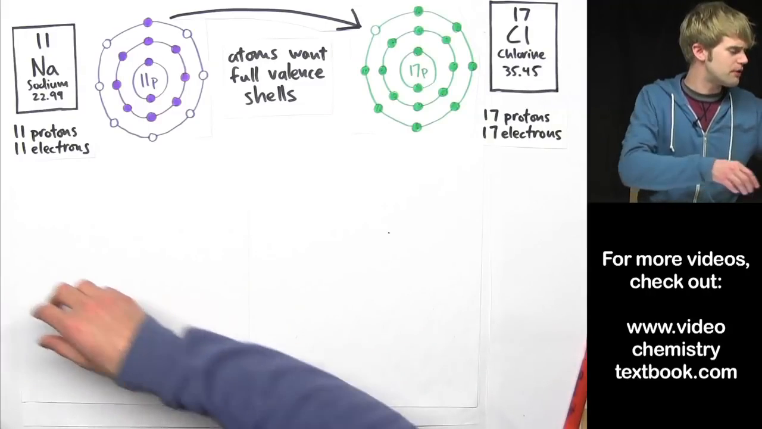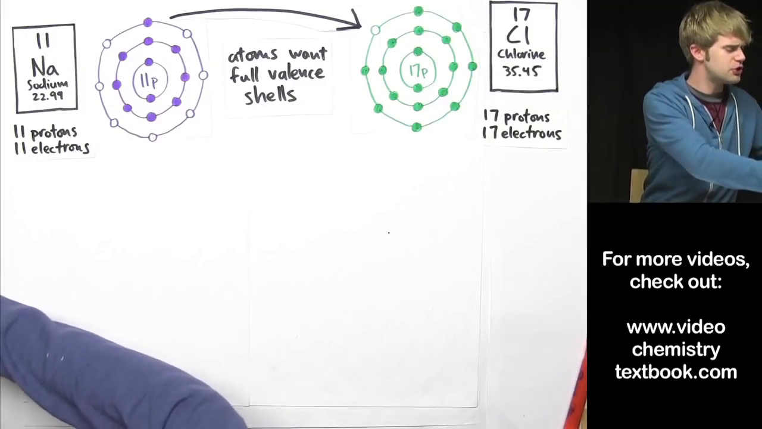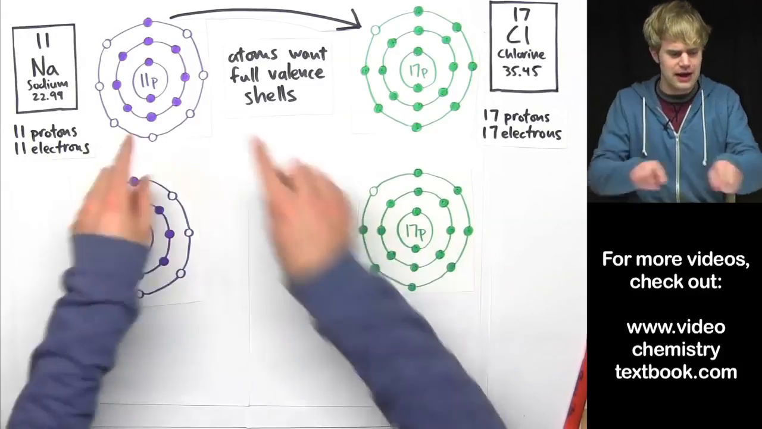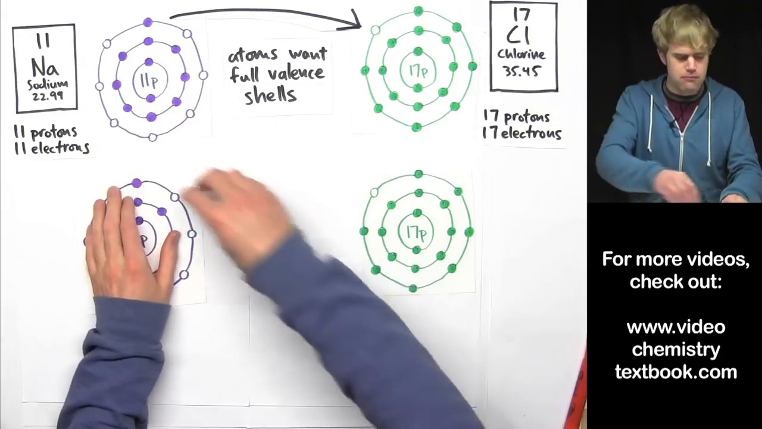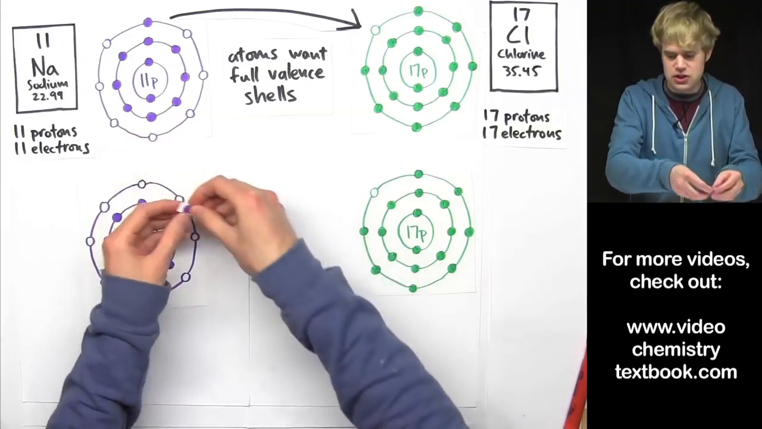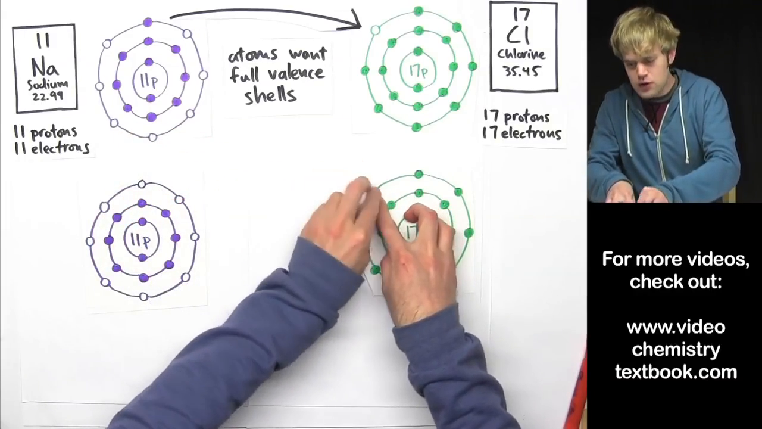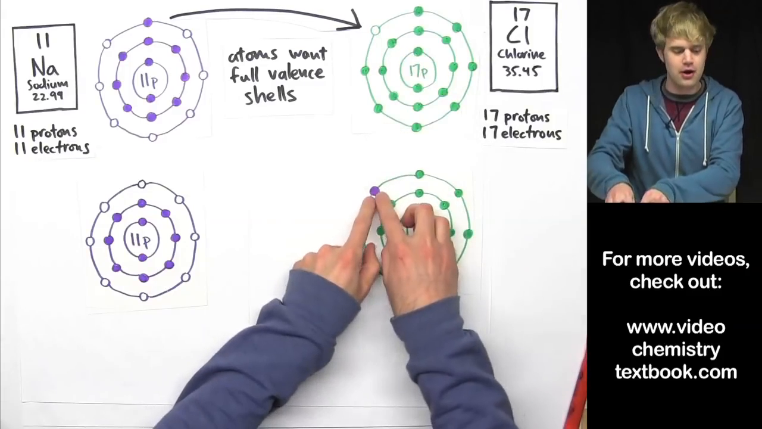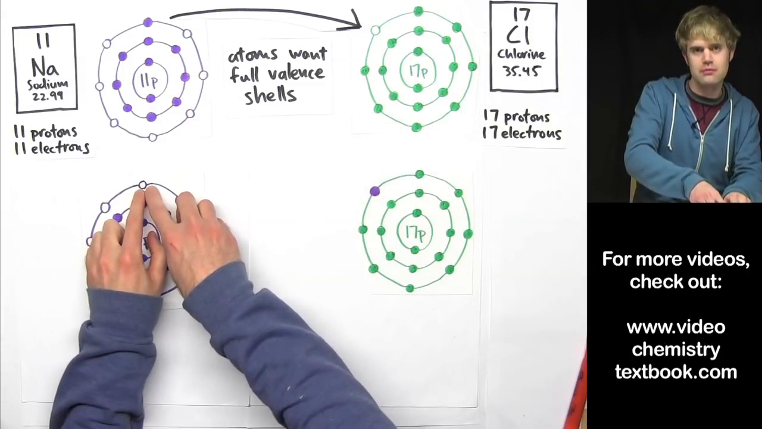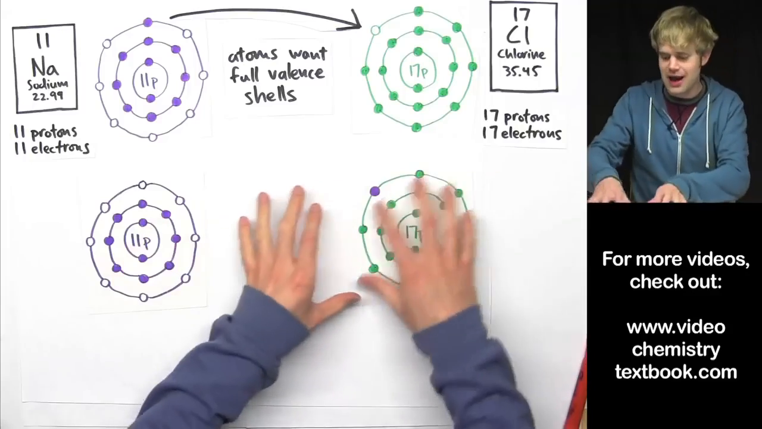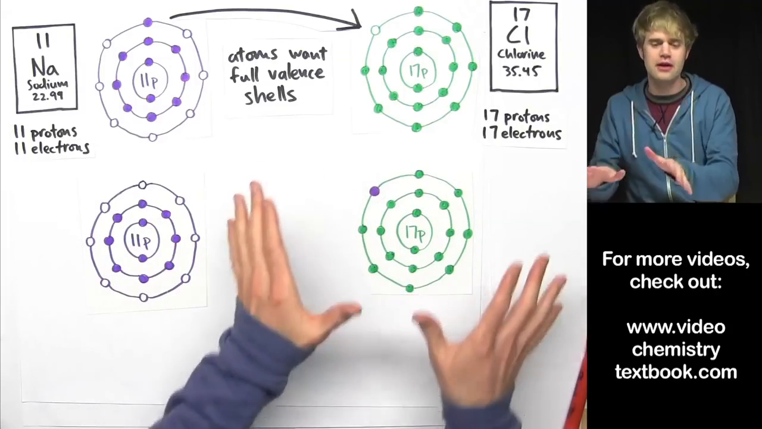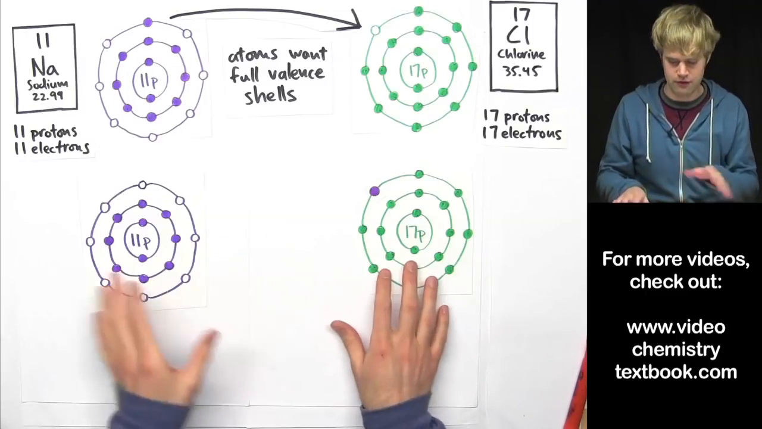Here's what we end up with. Let me just show you what's going on here. So we've got sodium, we've got chlorine, and this electron up here moves between them. It leaves sodium and it goes into chlorine. And now chlorine has filled this empty spot with one of sodium's electrons. So now chlorine is super happy. It has a full valence shell. It's achieved its goal in life.